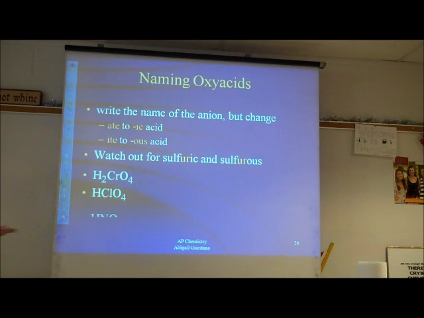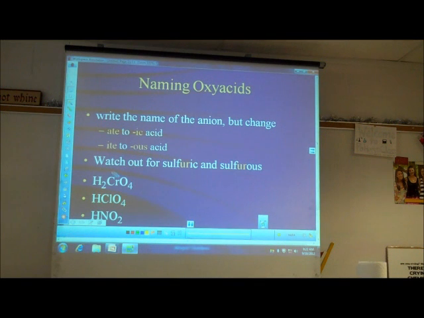So let's just do some examples together real quick. Look at all three examples. They are all acids. They all start with H. They are all oxyacids because they all have oxygen in them. Think about the names of these polyatomics. What is the name of that polyatomic ion? Chromate. So, what is it? Not hydro, just chromic.